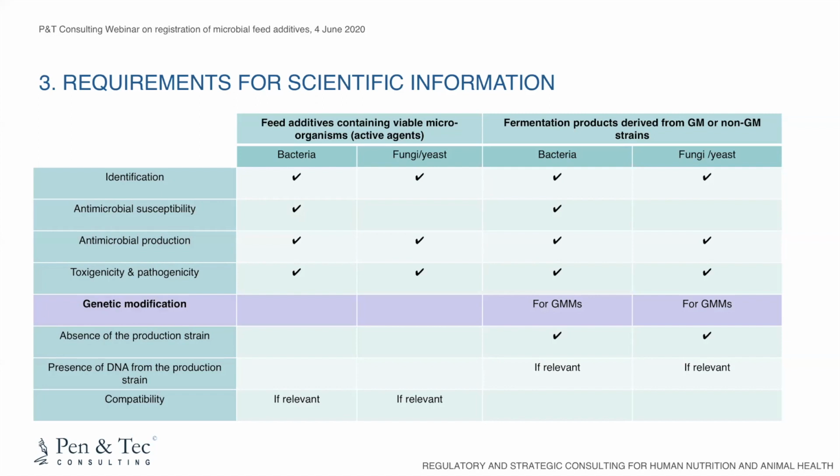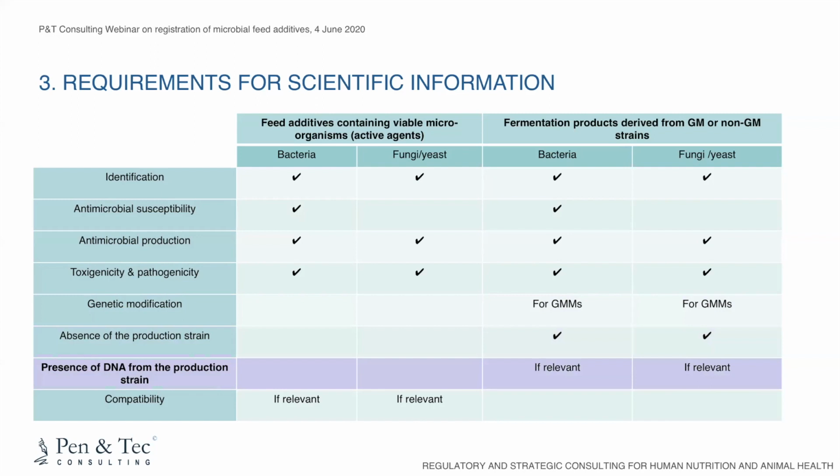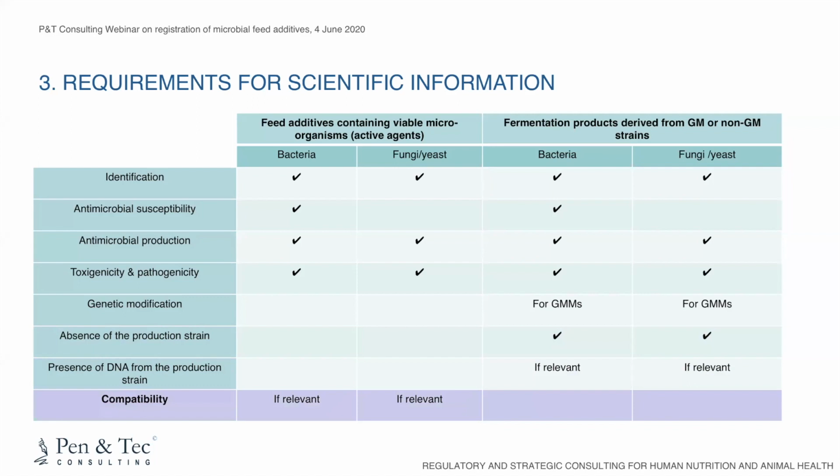For all fermentation products, the absence of the production strain must be demonstrated. For fermentation products derived from either genetically modified microorganisms or from strains including sequences of concern, even though these may have not been genetically modified, the presence of DNA from the production strain must be evaluated. Finally, compatibility studies with coccidiostats or other antimicrobials may be required for feed additives containing viable strains. We'll go through each of these requirements in more detail.